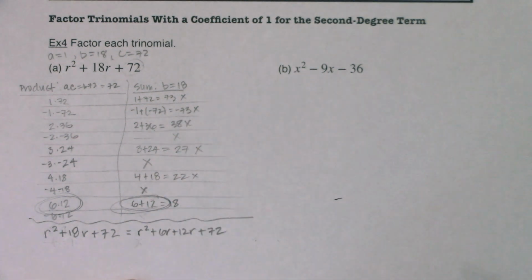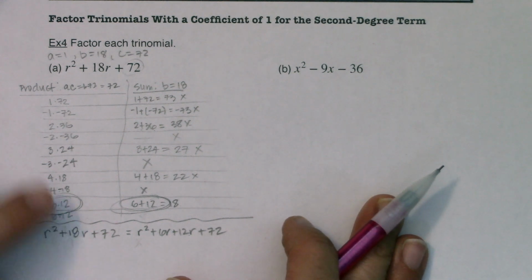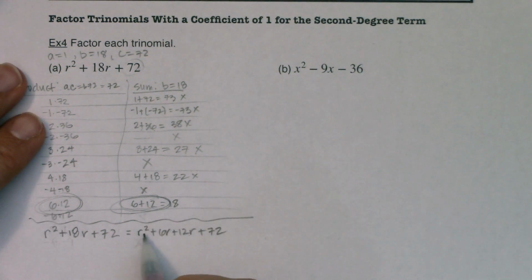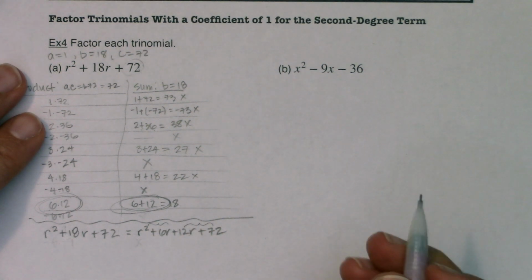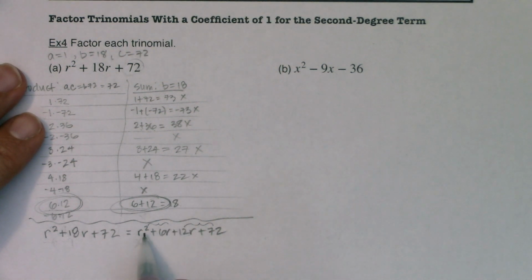All right, so I'm going to split the middle term. Instead of 18R, I'm going to write 6R and 12R. And I'm going to tell you, if you'd written it in the opposite order, this still would have worked. All right, so now we have 4 terms. We're going to factor by grouping, right? We're going to go back to all of that stuff that we talked about in example 2.